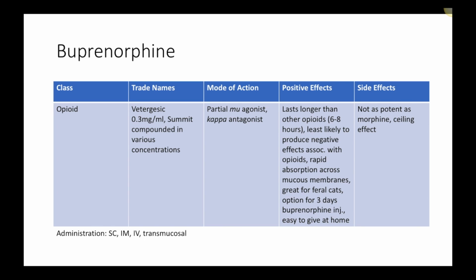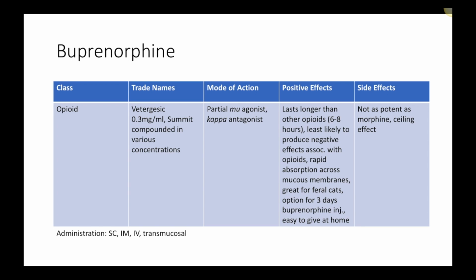Positive effects. It lasts longer than some other opioids, like butorphanol. So it lasts 6 to 8 hours, so we often give this up to about 3 times a day, typically, sometimes even more often. It's the least likely to produce negative effects associated with opioids. So we're not going to get major respiratory depression. We're not going to get the vomiting associated with other opioids.